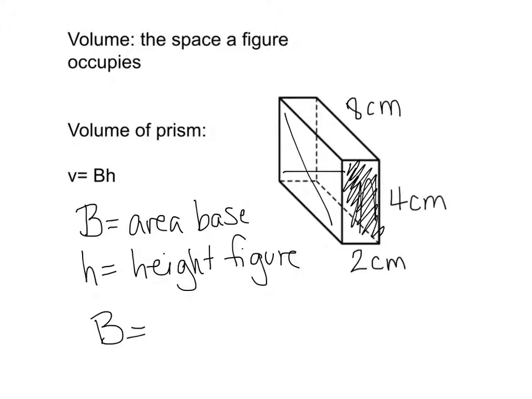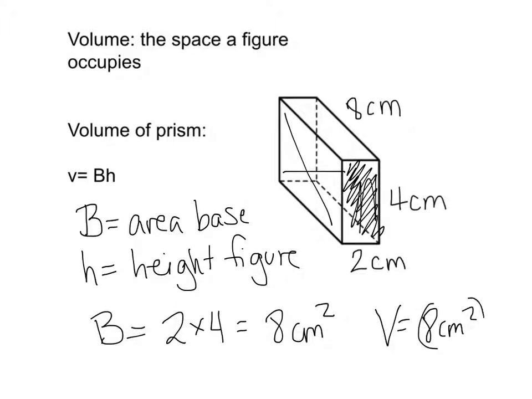So to find the area of my base, for a rectangle, it's base times height, so I have 2 times 4. So I'm going to have 8 centimeters squared for the area of the base. And then I'm going to take it times the height of the figure. So I have 8 centimeters squared times the height of my figure.